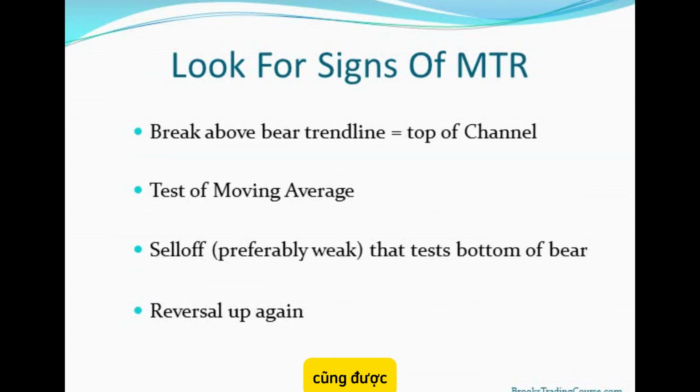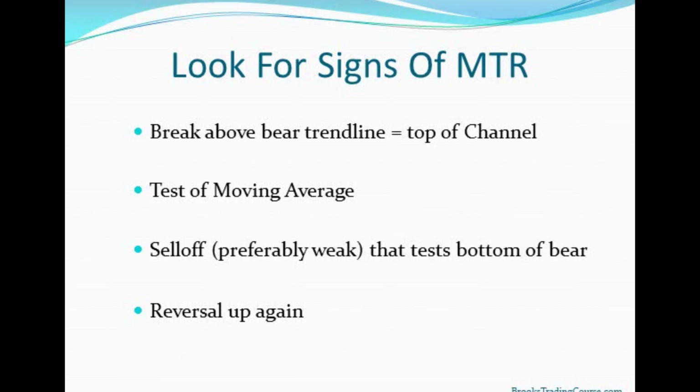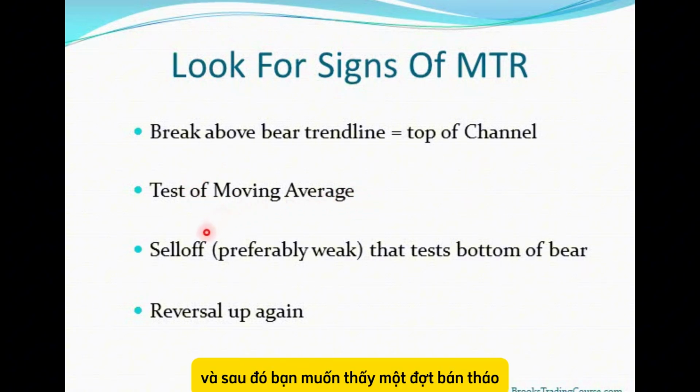Also, if we do get a reversal up, you should start looking for signs of a major trend reversal. You want to see a break above the bear trend line, which is the top of the channel, a test of the moving average, although that's not necessary, and then you want to see a sell-off that goes down and tests the bottom of the bear. That's your context, and then you want to see a signal bar, a reversal up again, and that would complete the buy setup.